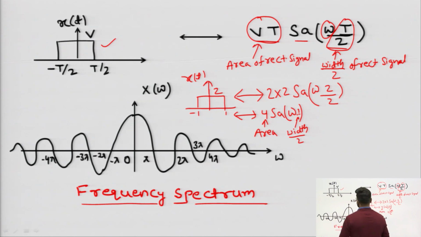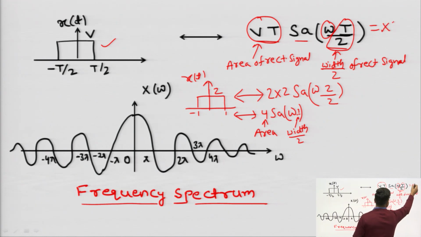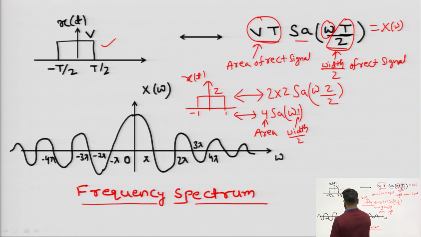And when we plot x of omega, obviously this is our x of omega, we will get a sampling function, where at pi, at 2 pi, 3 pi and 4 pi, its value is 0 and it is decaying with omega. So, this is the frequency spectrum of the gate signal. This is how we can evaluate the Fourier transform for any gate signal.